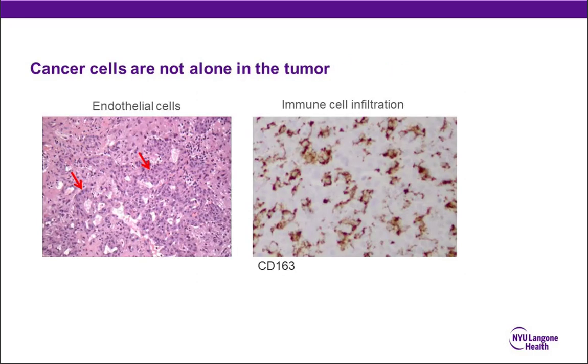The first point that I would like to emphasize, although I'm sure that everybody on this call is familiar with this, is that cancer cells do not live alone in the tumor. There are many other cells that coexist with cancer cells and end up diluting your genetic information as you're performing your sequencing. Among them are, for example, endothelial cells, which are shown here as an exuberant microvascular proliferation with red arrows, or immune cells, highlighted here with a stain for CD163, showing tumor-associated macrophages. And you can see about 30–40% of cells present in the tumor are actually tumor-associated macrophages.